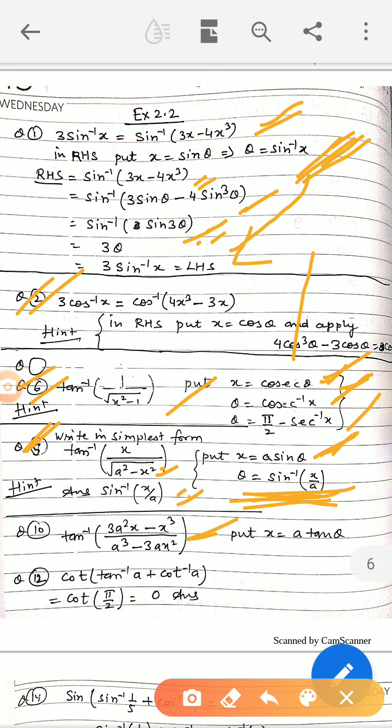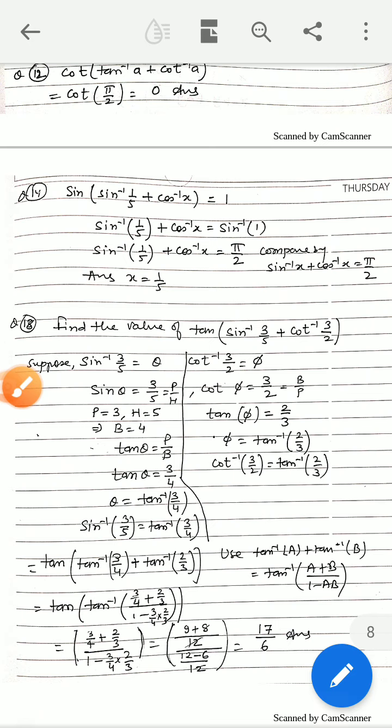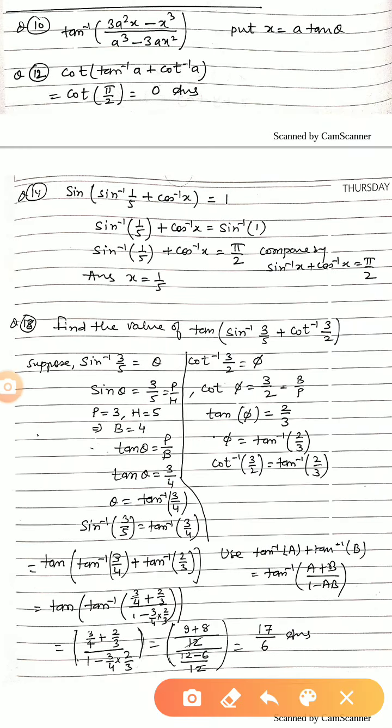Question number 10, I think we already solved above. Now question number 12 is given to you, cot of bracket tan inverse A plus cot inverse A. We already did this formula, it is pi by 2, and cot pi by 2 is 0. Question number 14, we already did this previously, I think, so you can understand and do it.